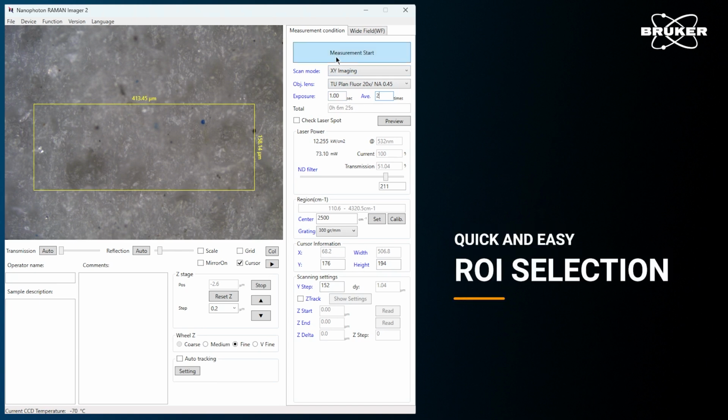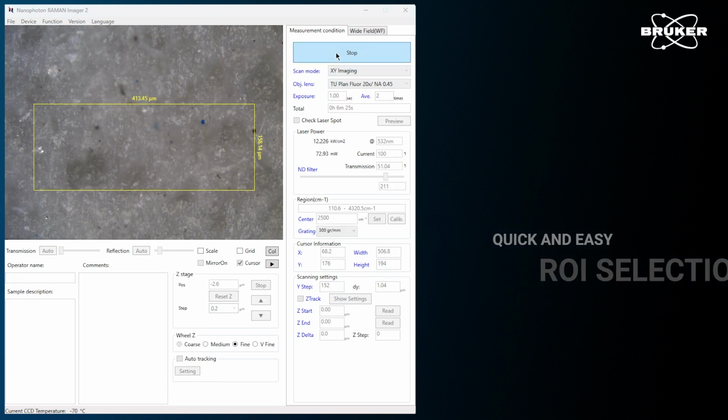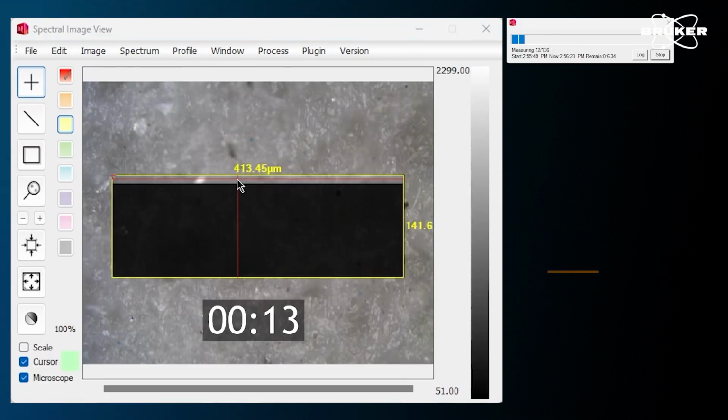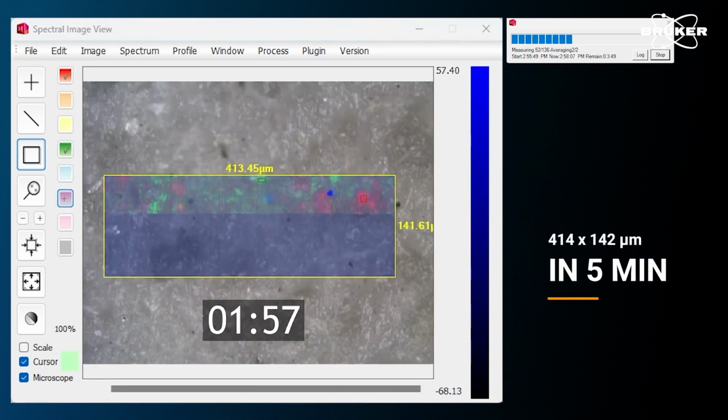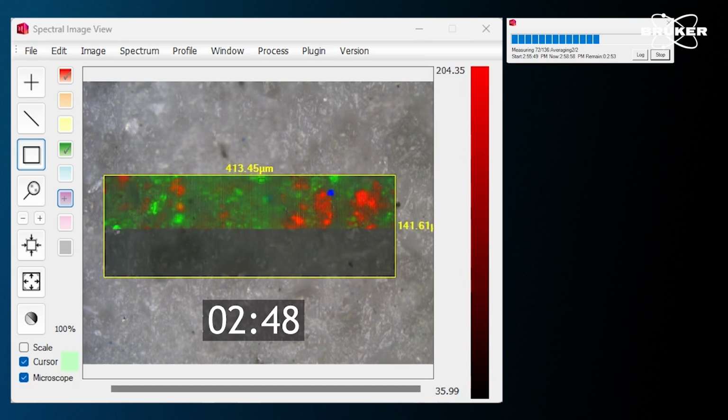In this area, we will reveal the distribution of the chemical constituents. Then we start the measurement. Since we are using Raman line imaging, we can analyze large sample areas in just a few minutes.